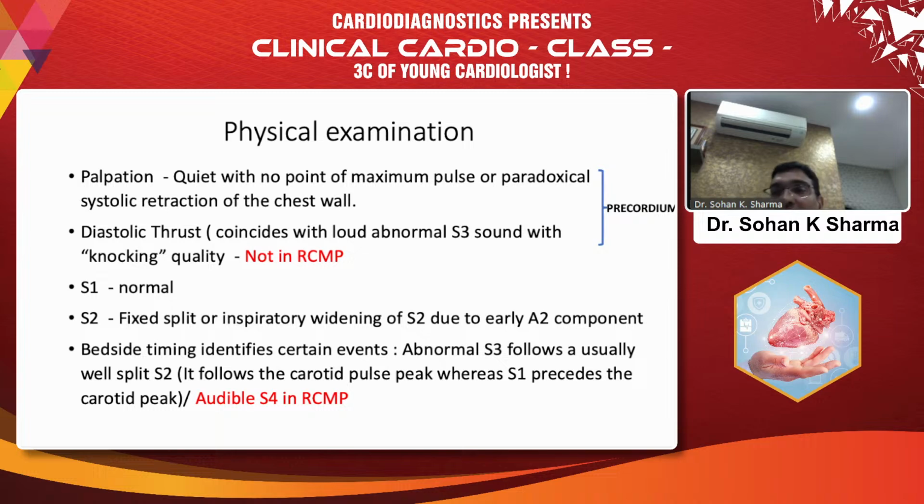Generally, S4 may be heard in RCMP. If LV dysfunction develops, meaning ventricular dysfunction develops, then there is a possibility of S3 in restrictive cardiomyopathy. S1 is normal. S2 is generally fixed split, or inspiratory widening of S2 because of the early A2 component. Bedside timing identifies certain events: abnormal S3 usually follows a well split S2. It follows the carotid pulse peak, whereas S1 precedes the carotid peak. This timing I will discuss later in the hemodynamic part. Audible S4 in RCMP.